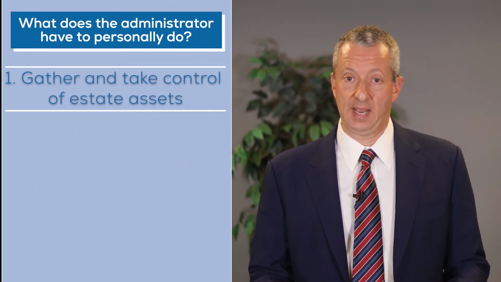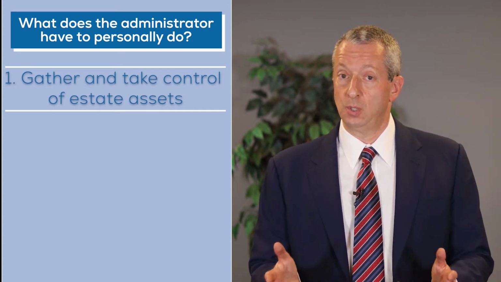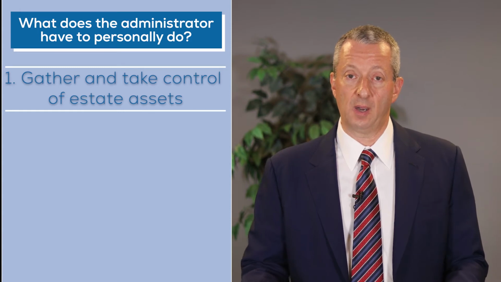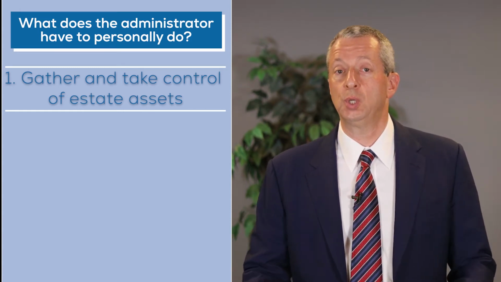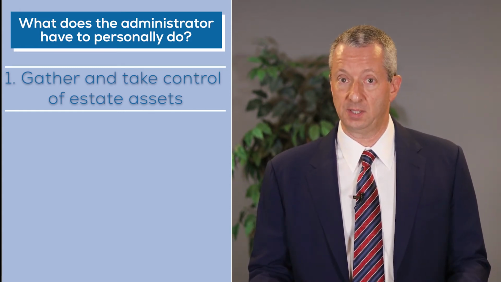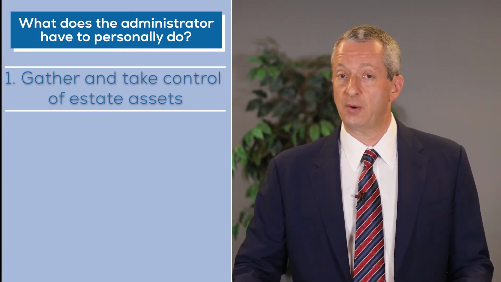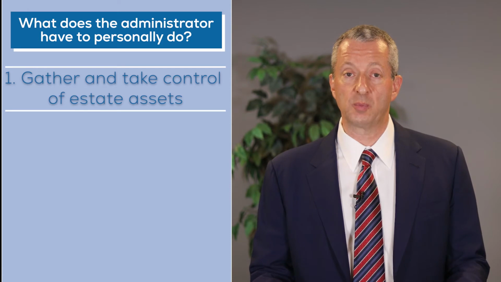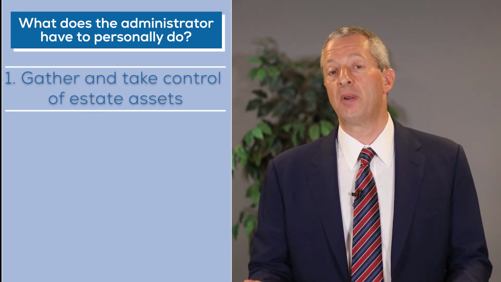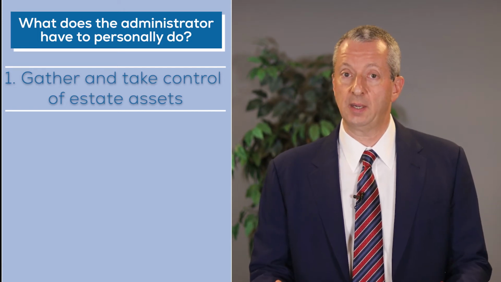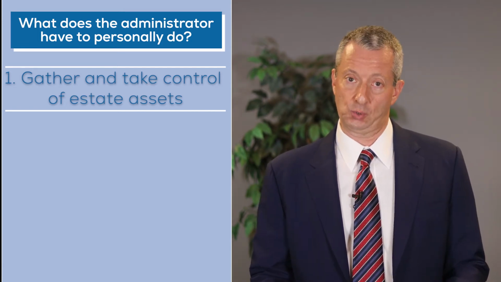The first thing that you'll need to do as administrator is gather and take control of the estate assets. That means you're the one who's going to be going to a bank or dealing with a mutual fund company or whatever financial institution holds assets that belong to the estate. You're going to have to present them with a certified copy of your letters. They'll undoubtedly have their own forms they want you to fill out, and you're going to have to deal with them directly in order to get those estate assets retitled in your name as the administrator of the estate.